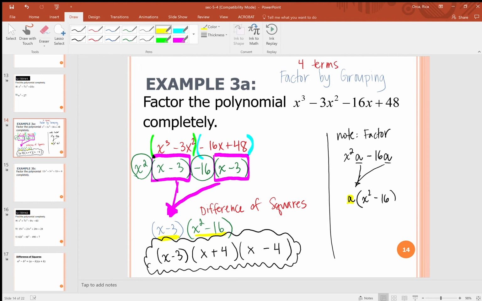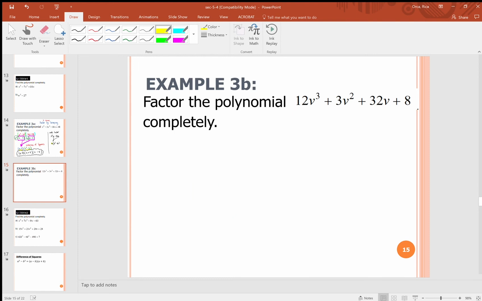Now let's look at example 3b. In example 3b, I need to factor the polynomial 12v to the third plus 3v squared plus 32v plus 8 completely. Let me go ahead and rewrite the problem. So because we have 4 terms, we're going to use factoring by grouping. So let me go ahead and put parentheses around the first 2 terms and the last 2 terms.